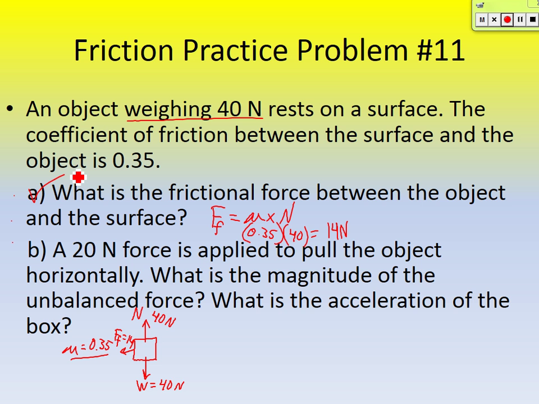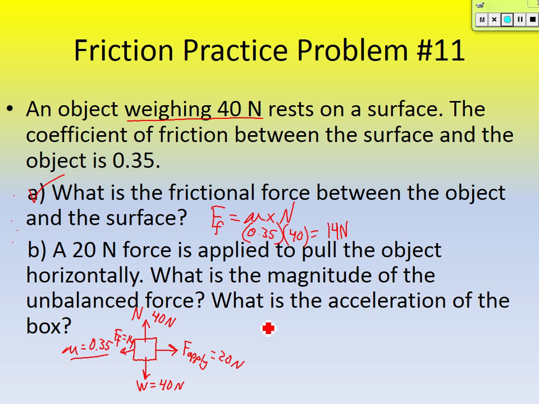It says a 20 Newton force is applied to pull the object horizontally. Let's draw that in our free body diagram. Force applied, and it's equal to 20 newtons. What is the magnitude of the unbalanced force? Now, is there an unbalanced force up and down? No. 40 and 40 cancel each other out. That's 0. But is there a net force or an unbalanced force left and right? Yes. And in physics, when you go to the right, it's positive. If you go to the left, it's negative.